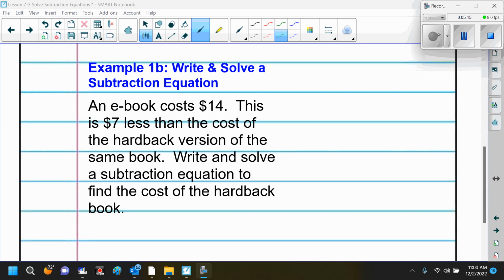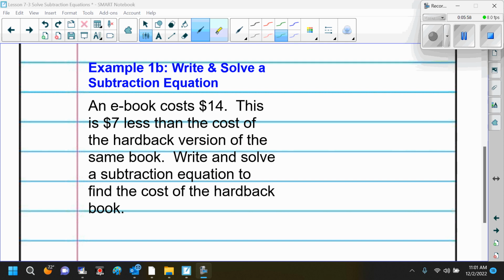All right. So, example 1b says, write and solve a subtraction equation. Again, this is the one that you work on with your table partners. So, it says an ebook costs $14. This is $7 less than the cost of a hardback version of the same book. Write and solve a subtraction equation to find the cost of the hardback book. So, what is the first thing we need to do? Not the important information yet. Identify your unknown. Very good. So what is it that we don't know?